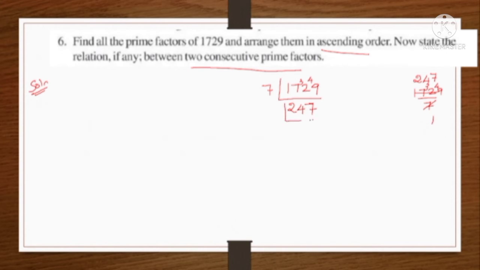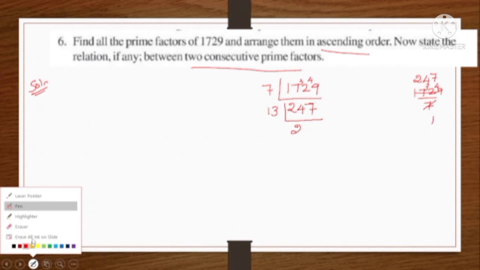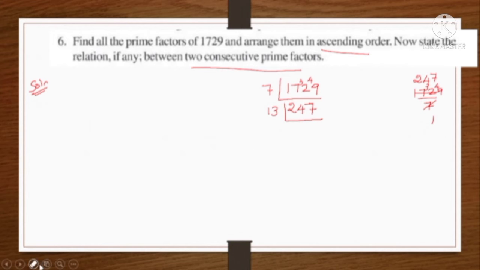247. Now this 247 is divisible by 13. 13 1s are 13, 13 2s are 26, so it exceeds. So let us divide with 13 itself. 247 is divisible by 13. 13 1s are 13, so 24 minus 13 gives 11, 117. So 13 into 9: 3 9s are 27, balance 2, 9 1s are 9, 9 plus 2 is 11, 117. So 13 into 19 gives 247.